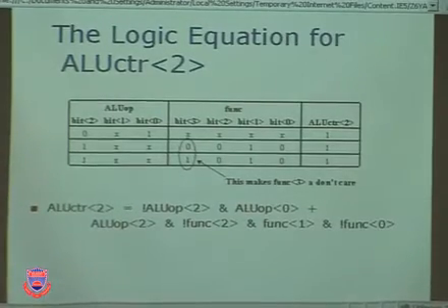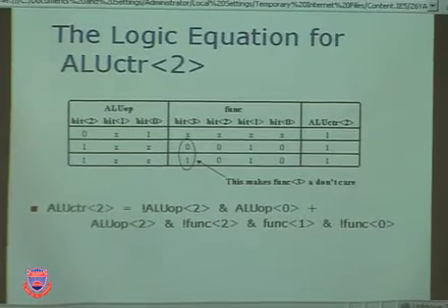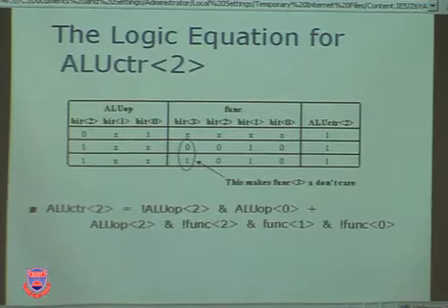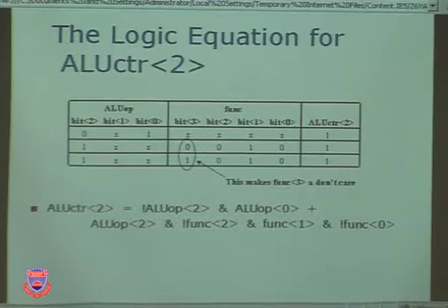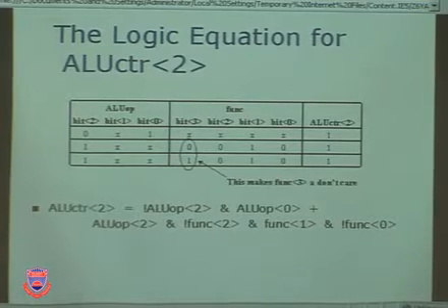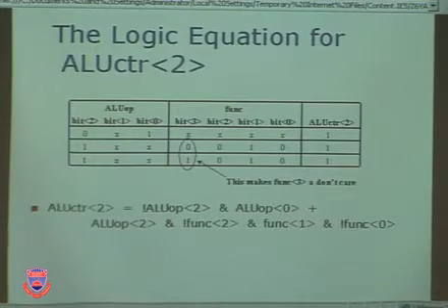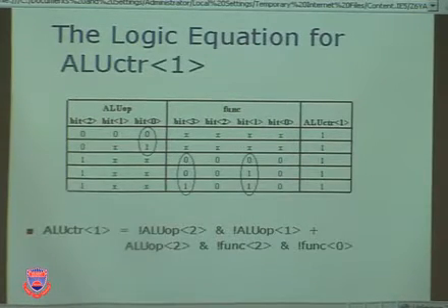What is this? Is this Karnaugh map minimization? Is this computer minimization? What is it? Manual minimization. The engineer is just looking at it and making simple equations directly from the truth tables. Let's go on. ALU control bit 1.